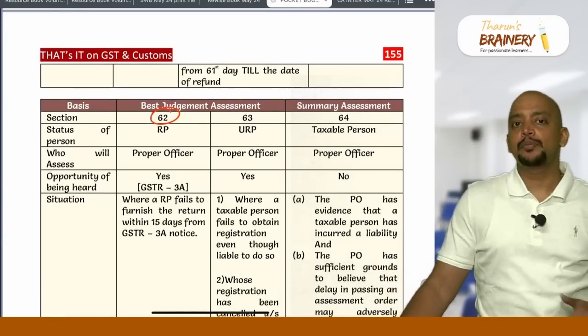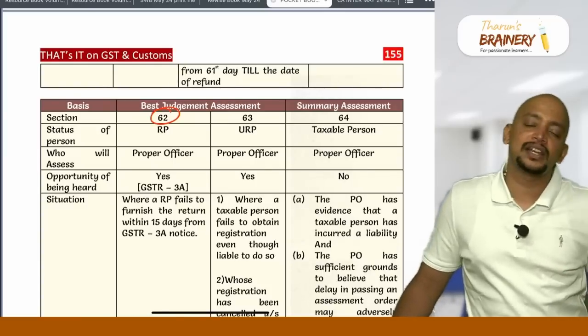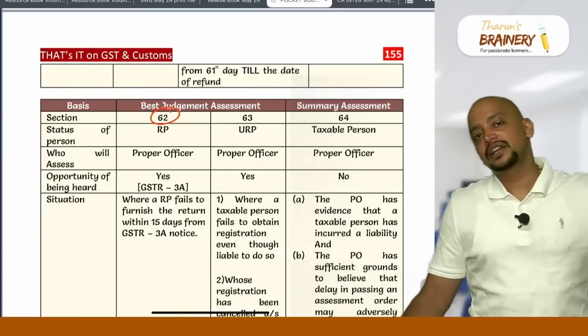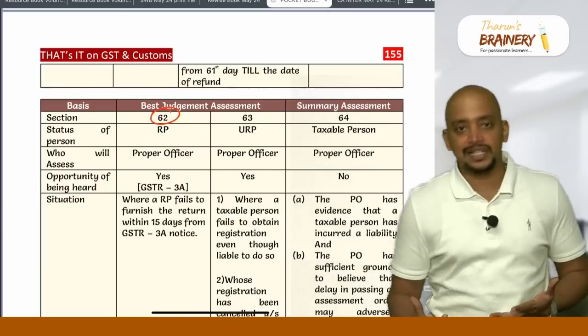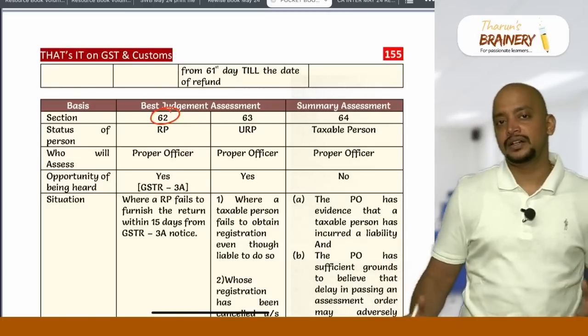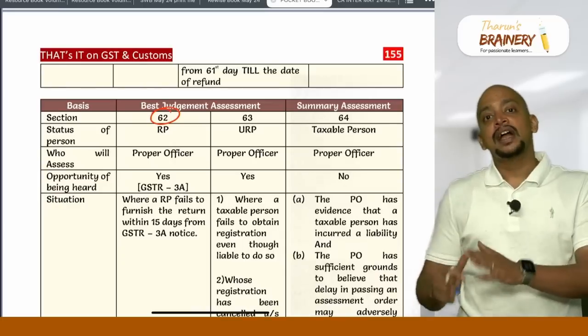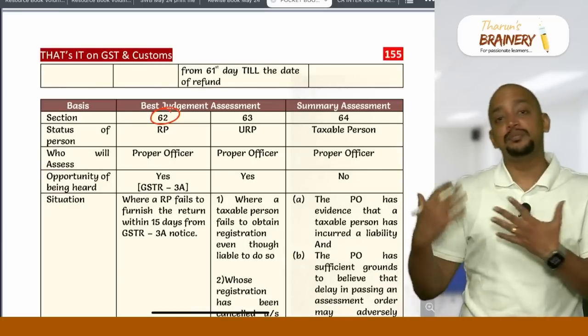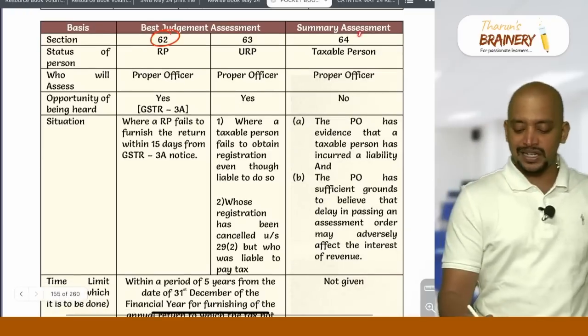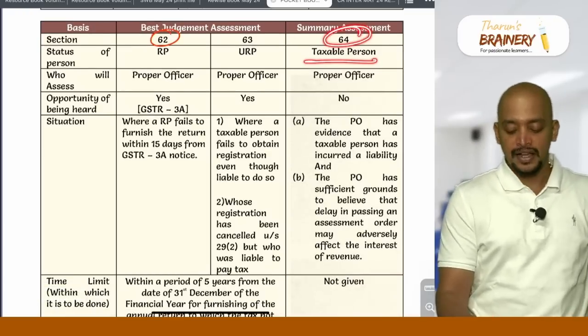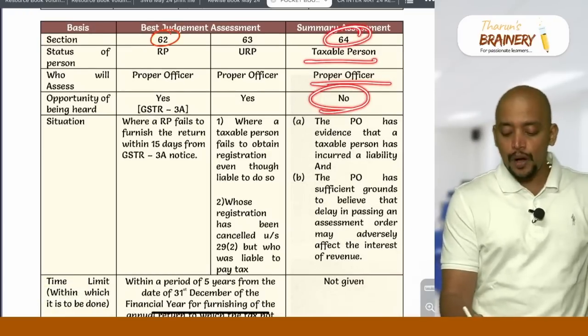So what will happen, the proper officer will come into the premises and check the goods in transit, and they come to know that the goods are liable for confiscation and the person has contravened and there is evasion, and he has reasonable evidence to believe that delay in passing the assessment order, the person may escape from payment of GST. So as per section 64, on the taxable person, the proper officer, there is no opportunity of being heard.